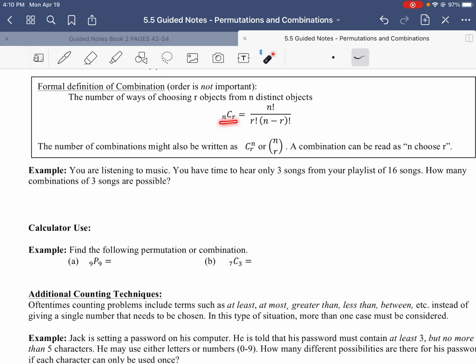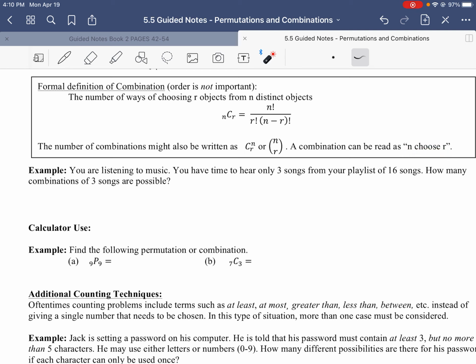You'll notice the formula looks very similar. We have n choose r, and we have n factorial, but because order doesn't matter, we divide out more of the possibilities. So we've got r factorial times n minus r factorial. Sometimes you'll see combinations written in this way. Again, we're going to write them in this form just this year, and we read this as n choose r. Okay, so let's look at a couple examples.